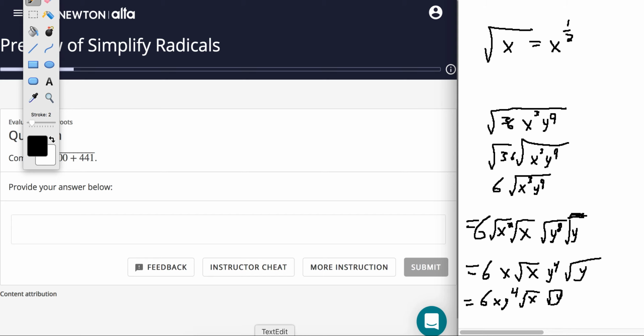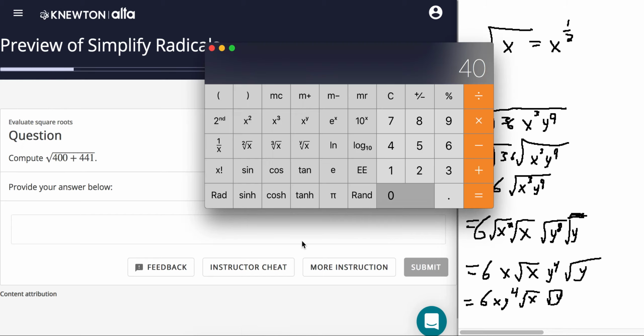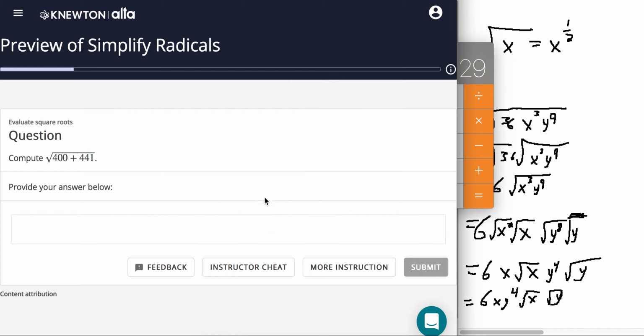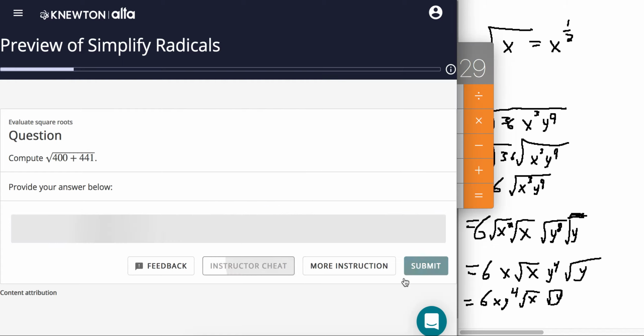So if you were to add 400, 441, is that a perfect square root? Yeah, that one works out nicely. So you just have to add first and then apply the square root.